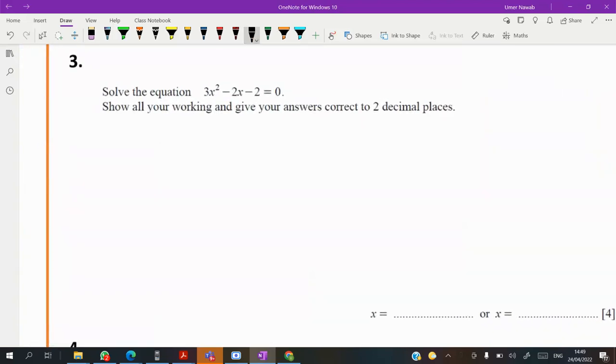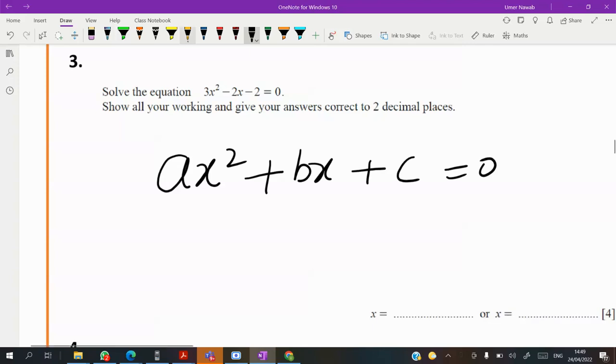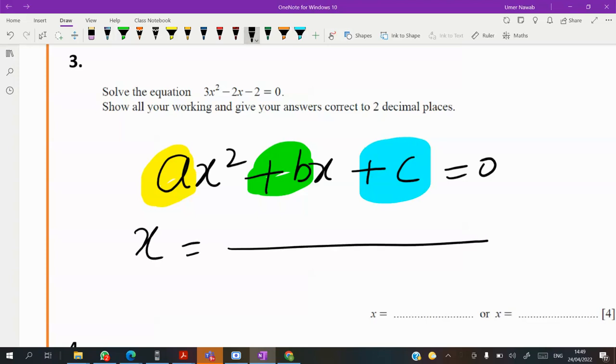You all remember the quadratic formula is used when any quadratic equation like ax squared plus bx plus c is given to you. The coefficient of x squared is called a, the coefficient of x is called b, and the constant is called c. So the quadratic formula which we use is like this. You have to memorize it because this will not be provided to you in the final exam.